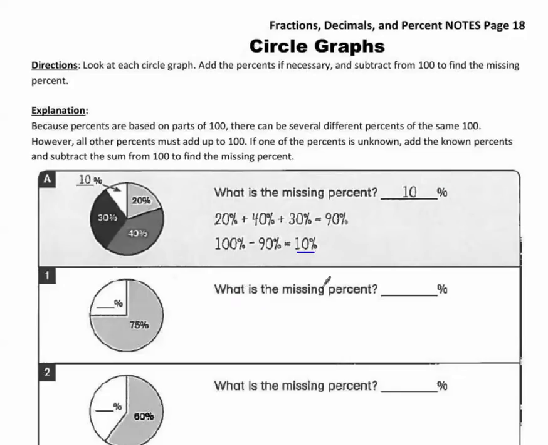So let's do number one together. What is the missing percent? So if I know there's 75% total, if I do 100 minus 75, that's going to equal 25%. So that's the answer that goes here.